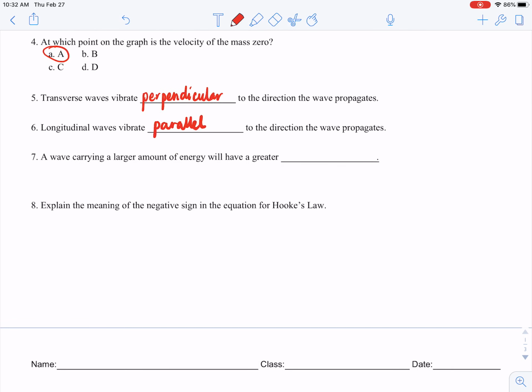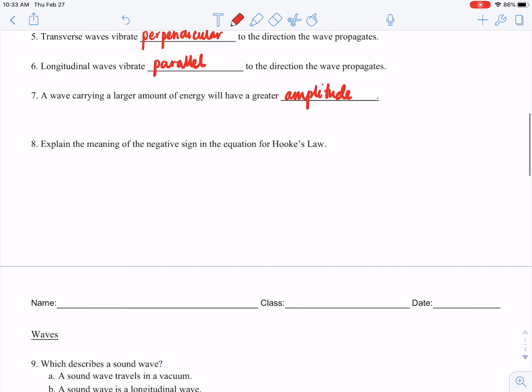Next, a wave carrying a larger amount of energy will have a greater amplitude. Remember that the greater the amplitude, the greater the energy. Let's take for example a water wave. Of course, if it has a greater amplitude, a greater area, then that means it has greater energy.